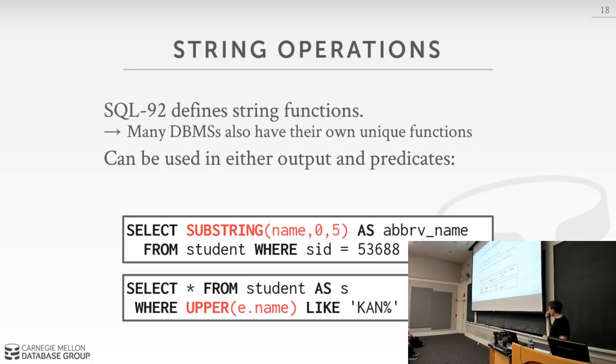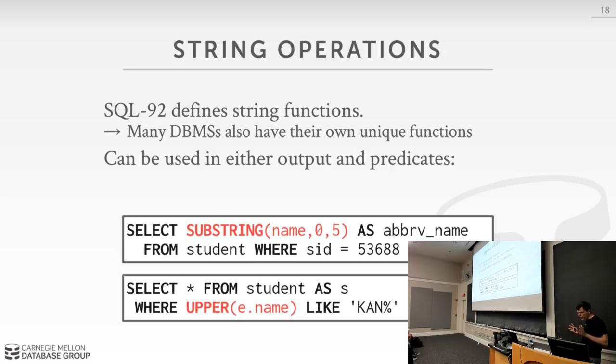So here the first query is going to take the name and take a substring and just get the first five characters. And then the second one we showed before does matching where the uppercase version of the student name begins with K-A-N.